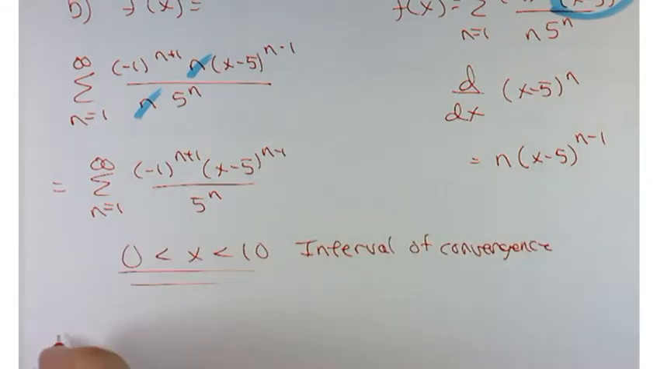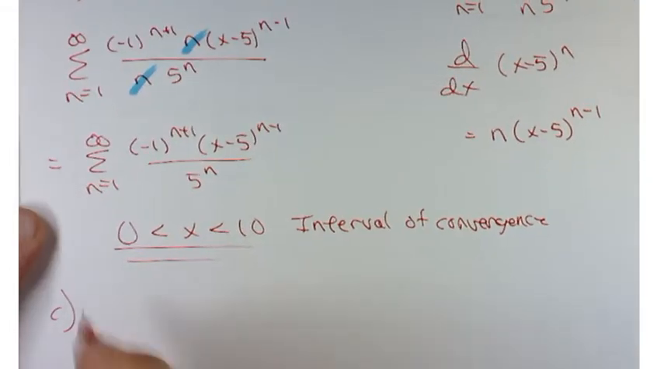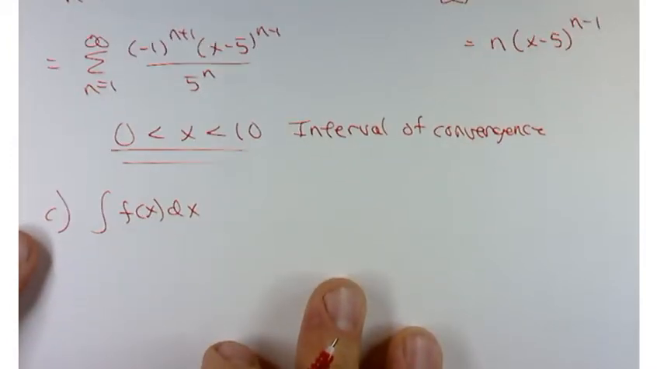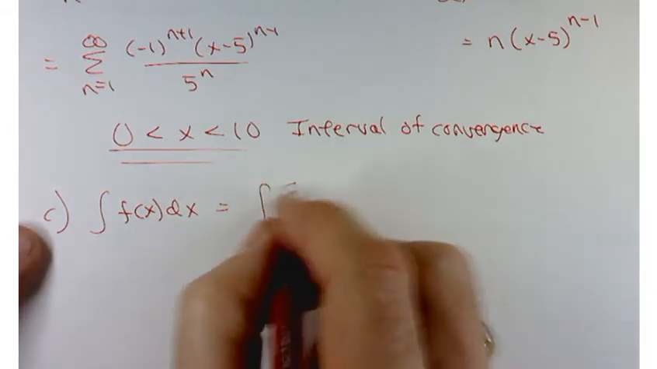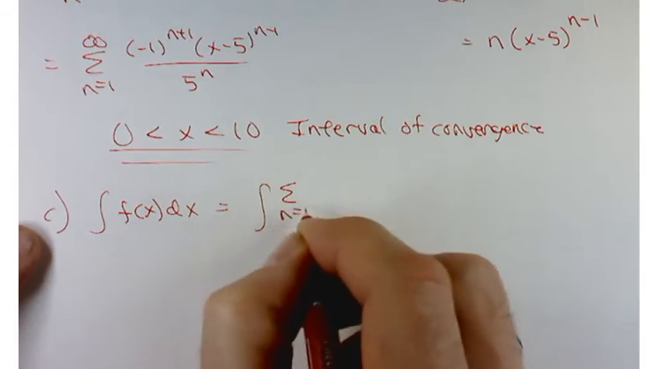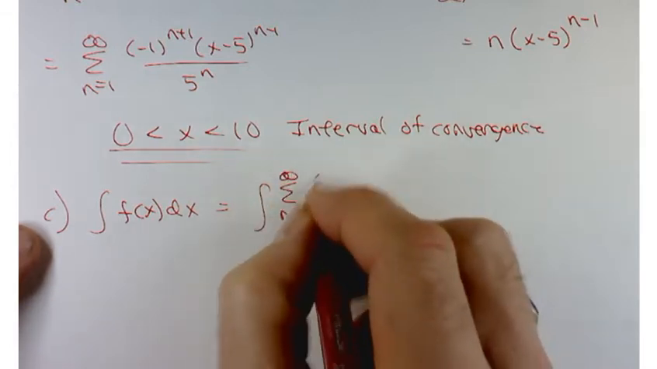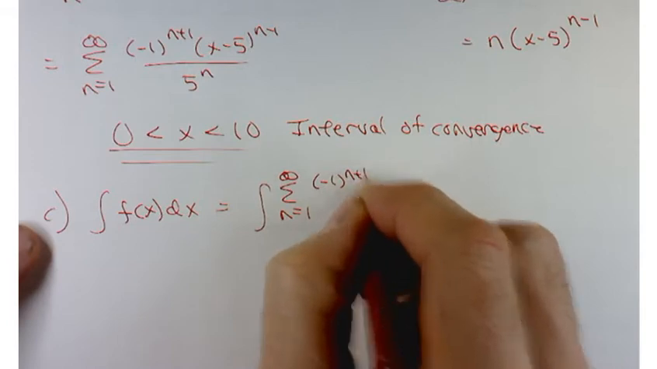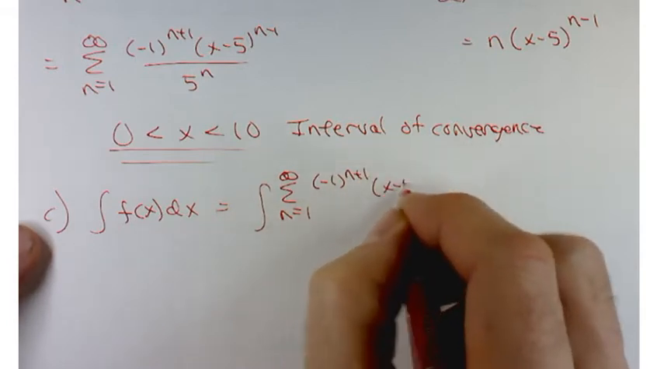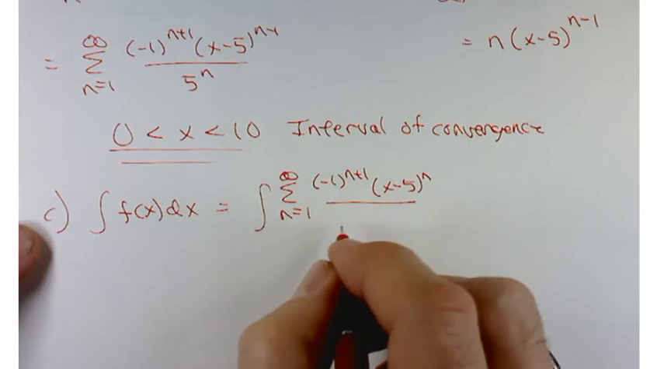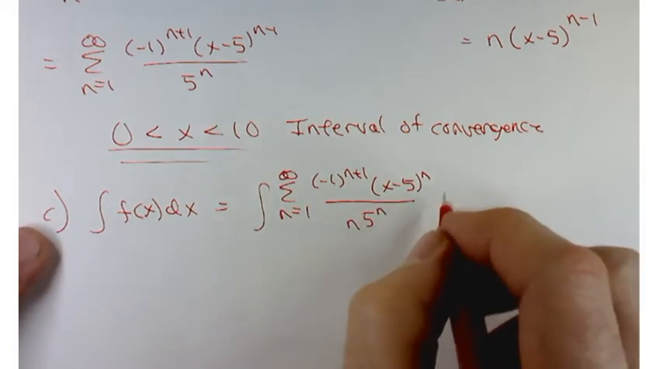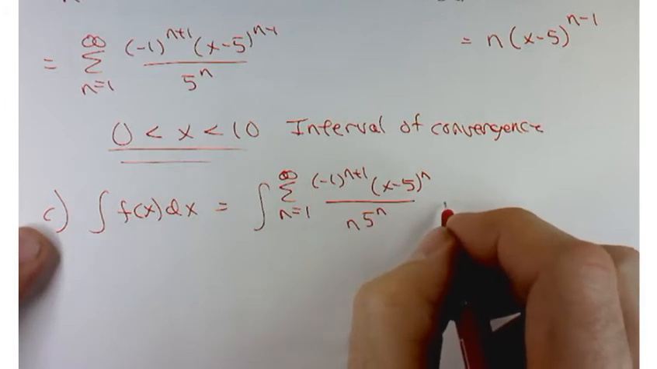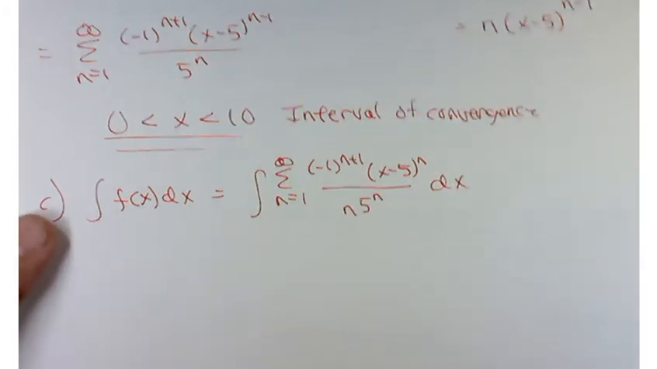Let's go the other direction. Part C. Let's find the integral of f of x dx, which is going to be the integral of the sum from n equals 1 to infinity of negative 1 to the n plus 1 times (x minus 5) to the n all over n times 5 to the n. Oh, you should be hollering at me. What did I forget? dx, thank you. We're integrating this with respect to x.